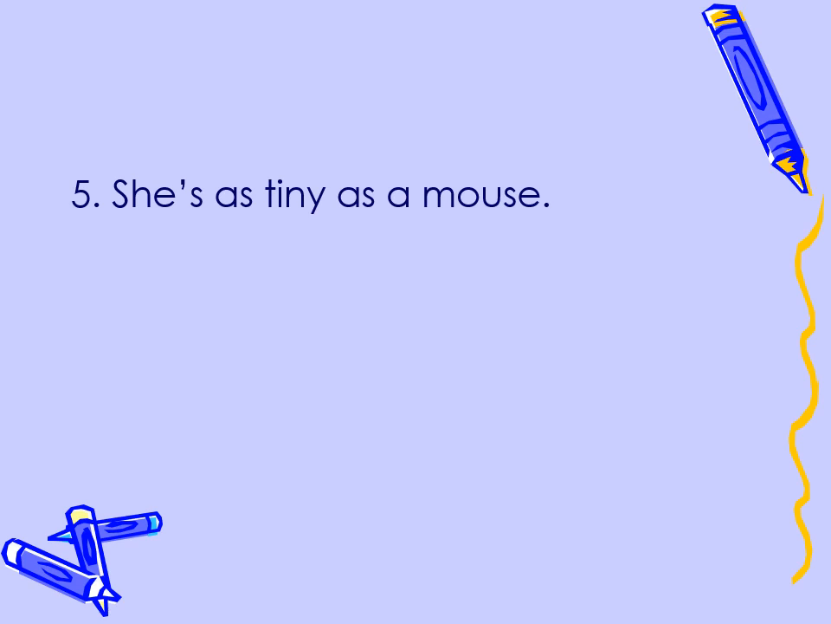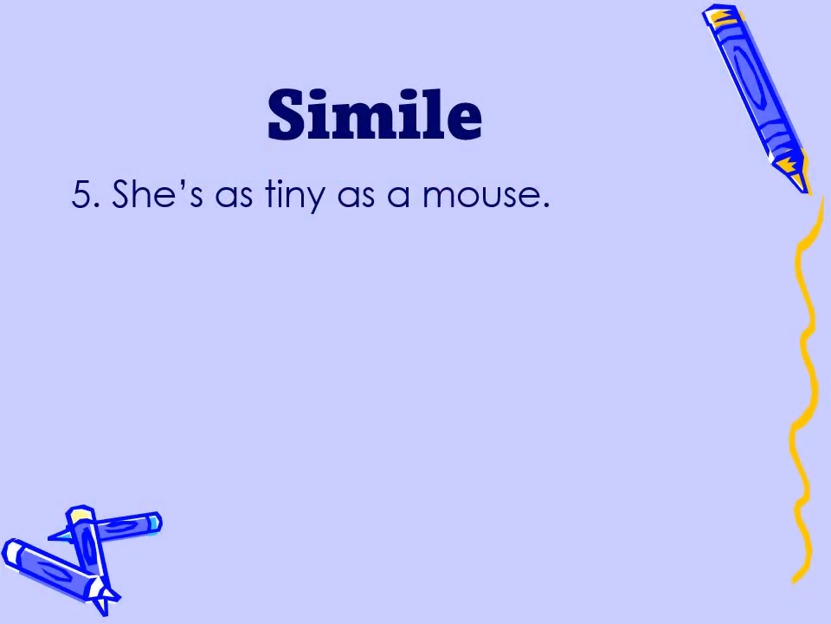She's as tiny as a mouse. What figurative language is this? Three, two, one. That is simile. That's correct. So what are the words being compared in this sentence? Right, she and mouse. So what word did we use to compare these two? Okay, we have the word as. Okay, very good.